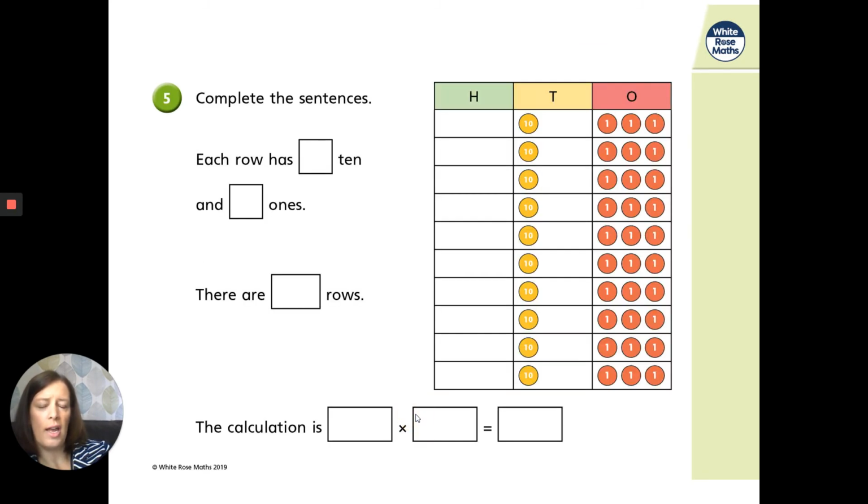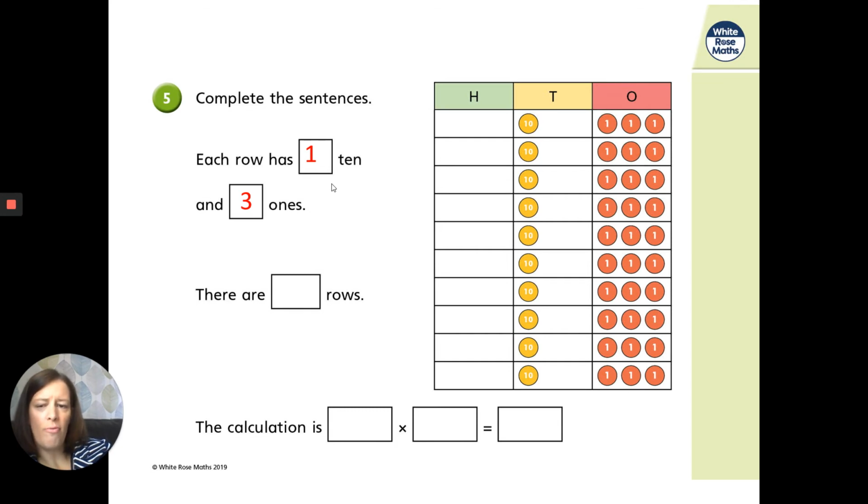Okay, so let's have a look at it now using place value counters with some bigger numbers. So looking in this place value chart, you can see lots of different rows. You'll be able to count how many different rows there are. And you can see in each row, there's a different number being made. Each row has 1 ten and 3 ones. And think about what that number is. 1 ten and 3 ones is 13.